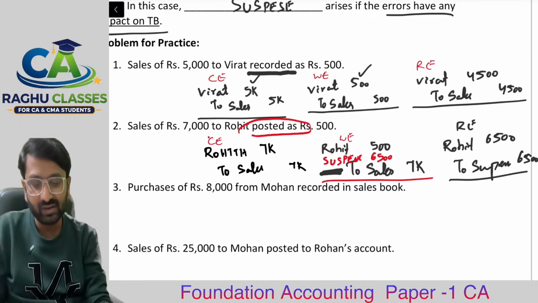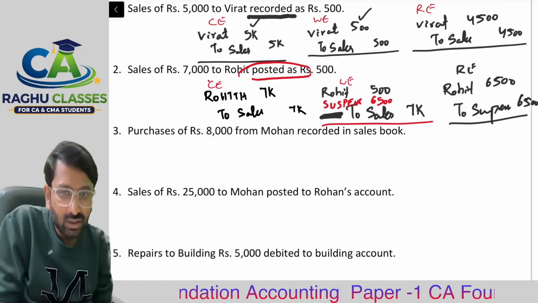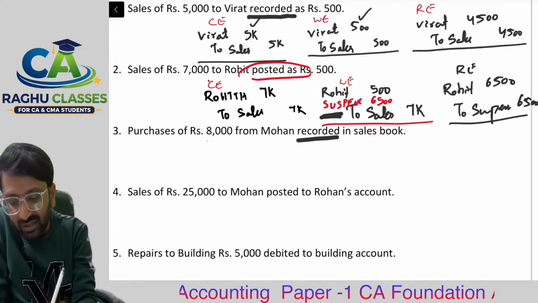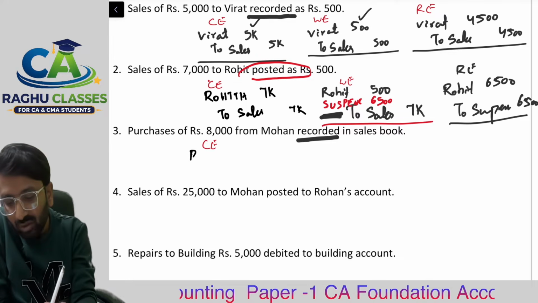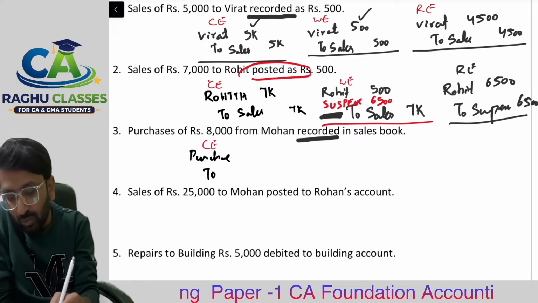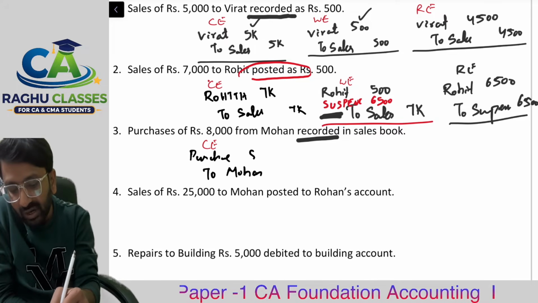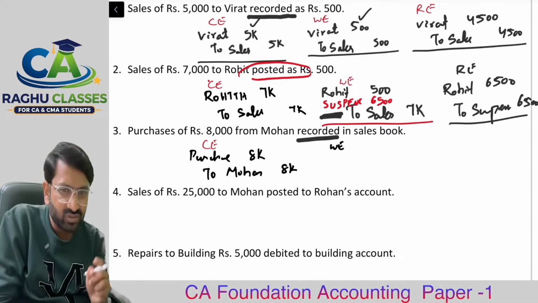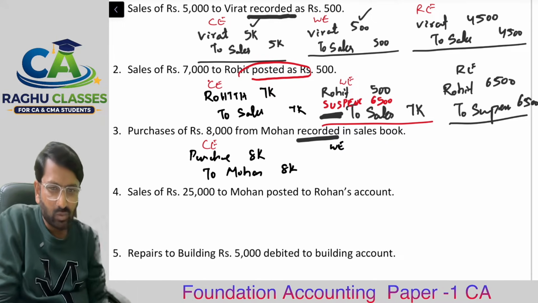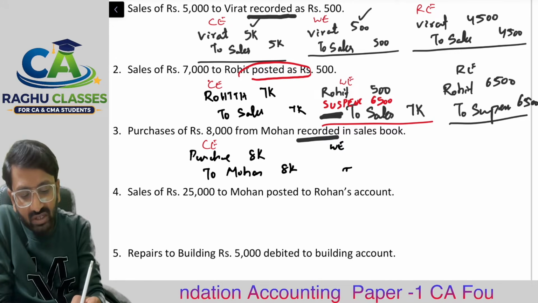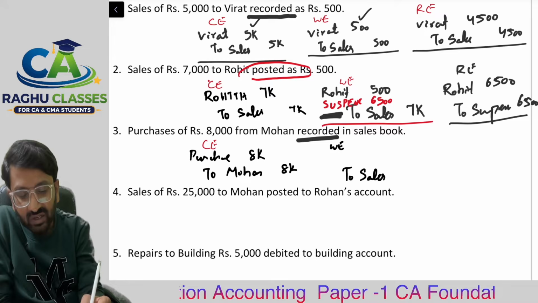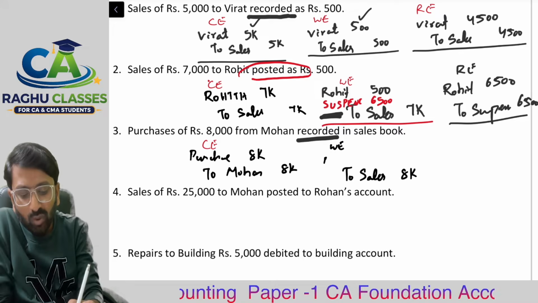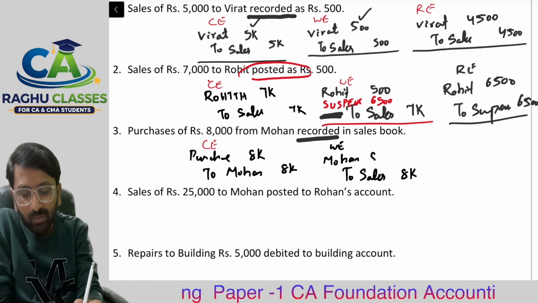Clear? Next one. Purchase of 8,000 from Mohan recorded in the sales book. So what is the correct entry when you make a purchase? Can we say purchase account debit to Mohan account, 8,000. This transaction, instead of being recorded in the purchase book, is straight away recorded in the sales book. The moment you record anything in the sales book, it means sales account is getting credited. And since you have recorded in the sales book, you would have treated Mohan as a debtor. So the entry would have been Mohan to sales 8,000.